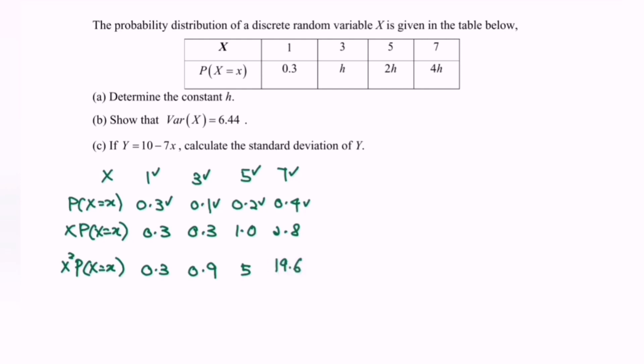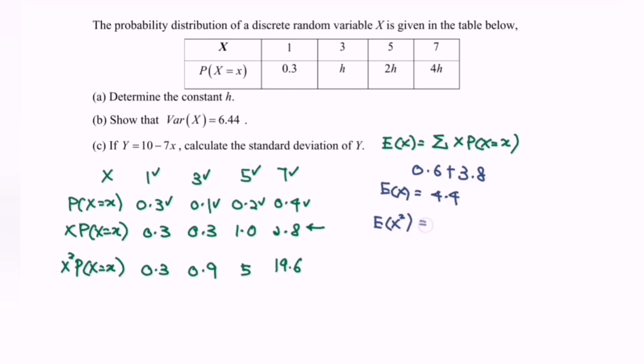Next is to find E(X), which is the summation of x multiplied with the probability. So kindly focus on this part. We will have 0.3 plus 0.3, and we will have 0.6 plus 1.0 plus 2.8, and we will have 4.4. So the value for E(X) is equal to 4.4. Next, focus on E(X squared), where we have the summation of x squared multiplied with the probability.